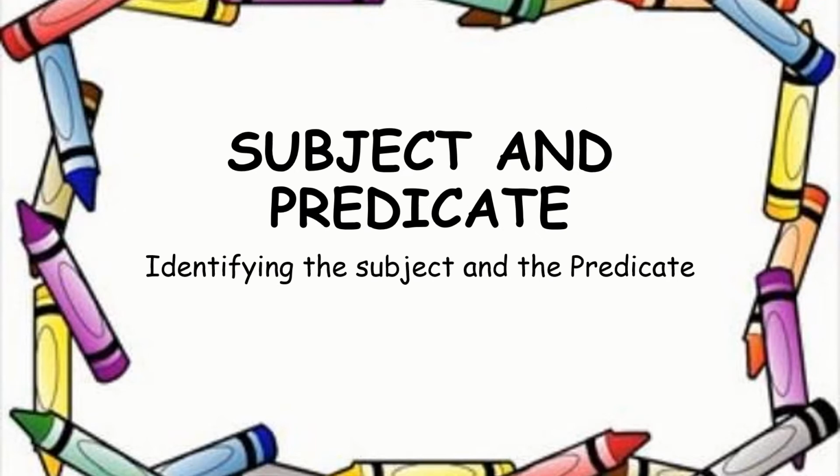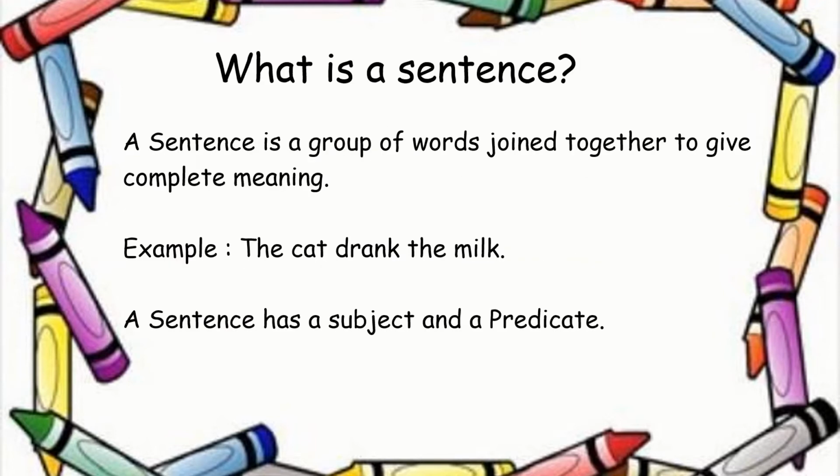The topic for today is subject and predicate, and we will learn how to identify the subject and predicate in the given sentence. To begin with, let us see what is a sentence. A sentence is a group of words joined together to give complete meaning. Example, the cat drank the milk. So when we have a group of words which is joined together and which gives us complete meaning, that is a sentence. A sentence has a subject and a predicate.